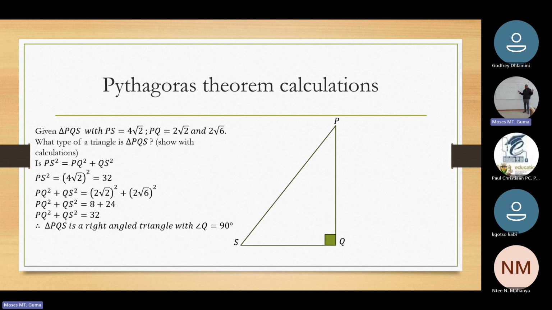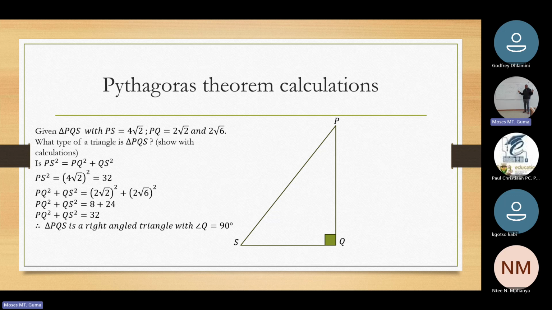Now, I'm going to prove this. PS squared is said to be 4 square root of 2. Now, PS squared would be 4 square root of 2 all squared. When I simplify that, 4 squared is 16. Square root 2 squared is 2, and 2 times 16 is 32. Now, I know that PS squared is 32 there. If these two can add up to 32, I would say this is a right angle triangle. Let's see what happens with them.